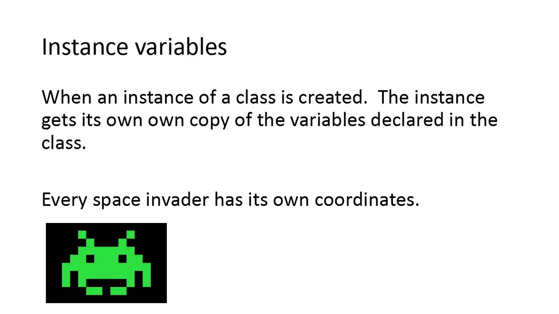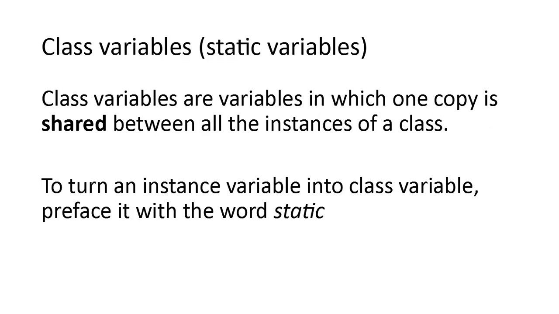It's the X and Y coordinate on the screen, right? That would be an instance variable. Every instance has its own copy of that variable. And when you just declare a variable in a class, it is an instance variable. However, we can give variables a class scope, meaning they belong to the class as a whole rather than any individual instance of the class.